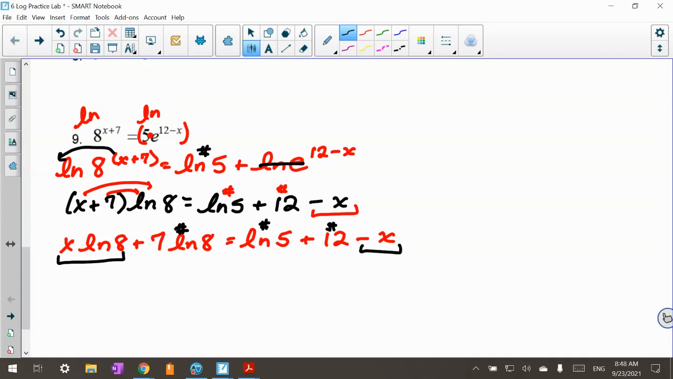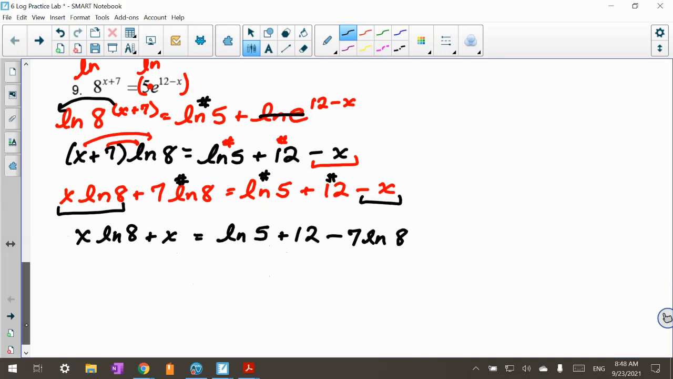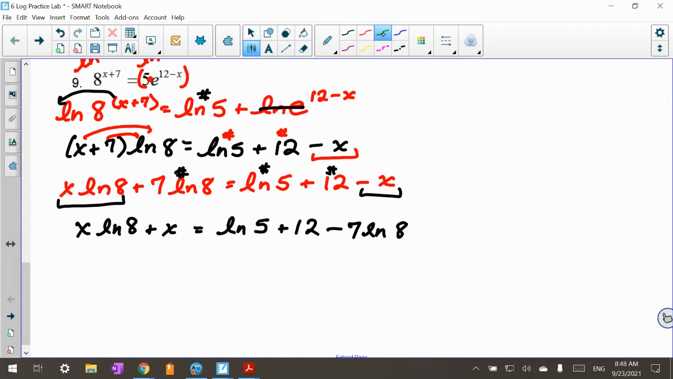So I'm going to put the x's on one side. What I decided to do was, there's 2 numbers here. I'm going to bring that number over here and bring the x over here. So I have x natural log of 8 plus x equals the natural log of 5 plus 12 minus 7 natural log of 8. So if you need to stop this to see where I did that, but I kind of kept these two here, brought that over, changed the sign, moved that over to this side. When I did that, my x's are on one side of my equation.